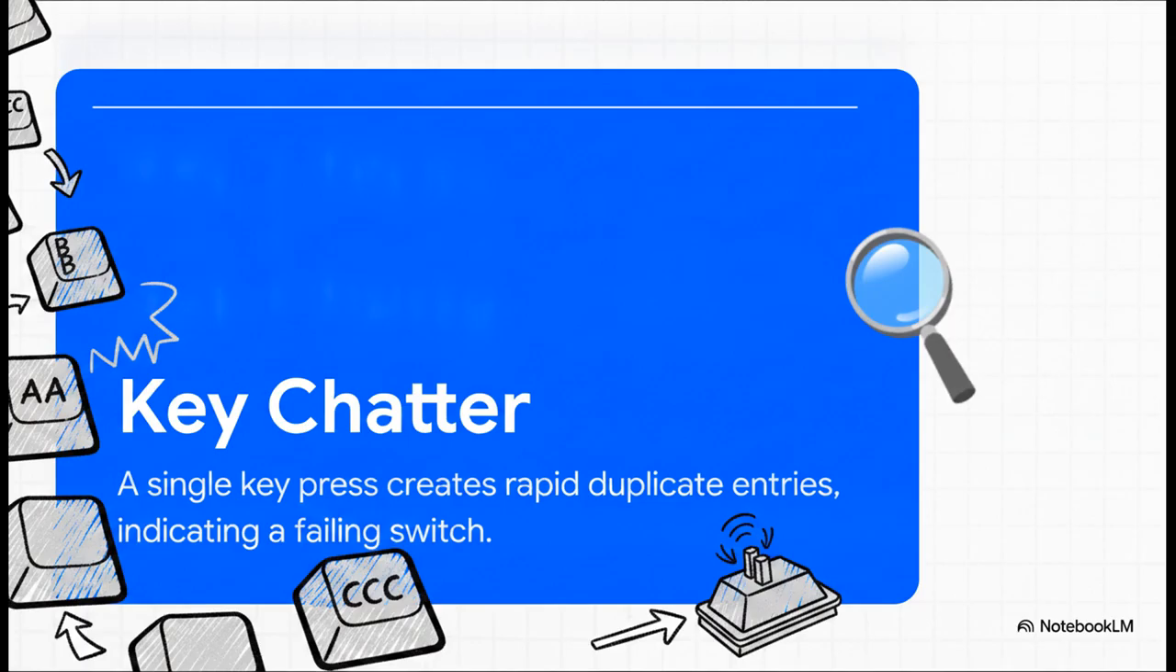If you constantly find yourself accidentally typing double letters, you are almost certainly experiencing key chatter. This happens when a single physical key press creates rapid, duplicate entries in the system's history. It basically means the physical switch under the cap is failing or getting stuck, causing it to bounce and send that electrical signal multiple times, even though you only pushed it once.